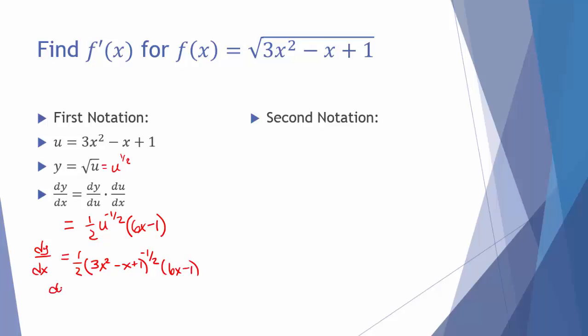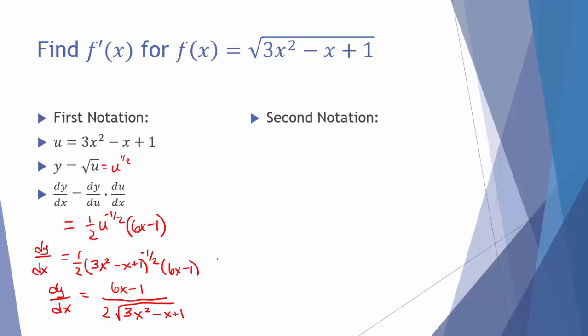So when we clean up the notation just a little bit, keep in mind negative exponents move functions to the denominator. In our numerator, we'll have 6x minus 1. In the denominator, we'll have the 2 from the fraction 1/2, and then the 3x squared minus x plus 1 will move to the denominator to make this a positive 1/2, and then the 1/2 power just changes it back to a square root. So that's 3x squared minus x plus 1. And that's our derivative using the first notation.